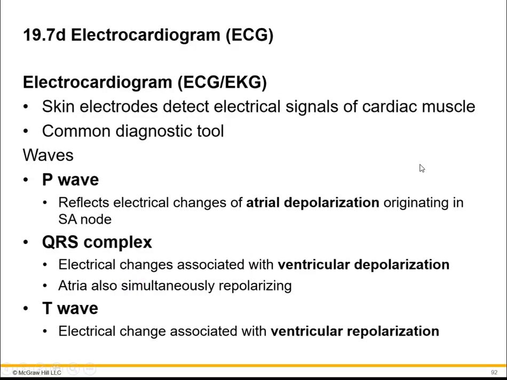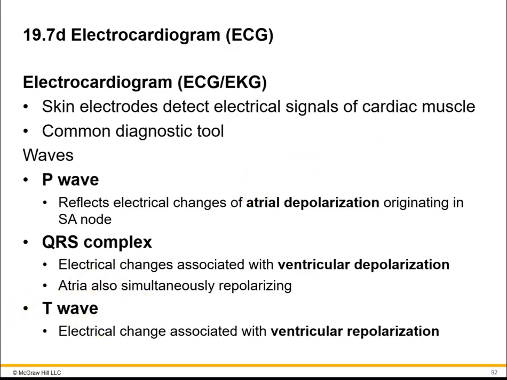All right, now let's talk a little bit about electrocardiograms. So the electrocardiogram, also called the ECG, or an older reference is the EKG. That's the German for it, electrocardiogram. The cardio in German starts with a K. This is just a set of skin electrodes that are put on the chest that detect electrical signals of the cardiac muscle. And this is a very common diagnostic tool, so I want you to get a little bit familiar with it.